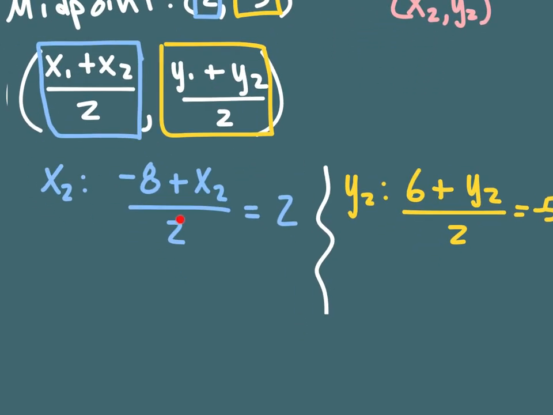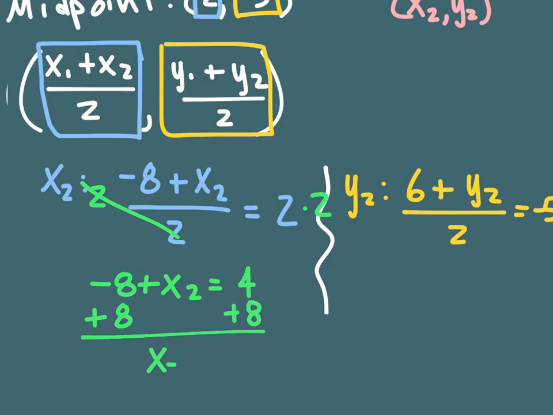The first thing that we want to do is get rid of this 2 in the denominator. When you see a number in the denominator and you want to move it to the other side, simply multiply both sides by that number, 2. So that's going to divide out. You're going to be left with negative 8 plus x sub 2 is equal to 4. Add 8 to both sides, and we get that x sub 2 is equal to 12. Now, this is the x value of my other endpoint.